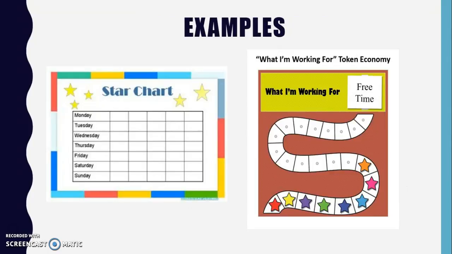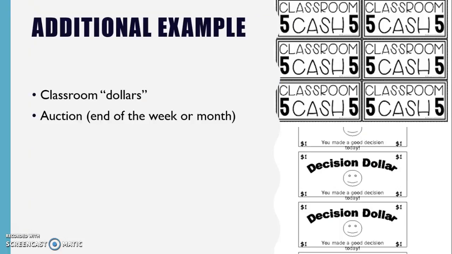So here are some examples. And I was talking about this earlier. An additional example that I have seen is classroom dollars. So the different dollars, it could be $1, it could be $5, you can have different values for the behaviors that they're expected to exhibit. And then the teacher is able to have an auction at the end of the week or month, or it could even be year. They could auction off prizes and free time and rewards, and the students are able to use their classroom dollars to purchase these rewards.